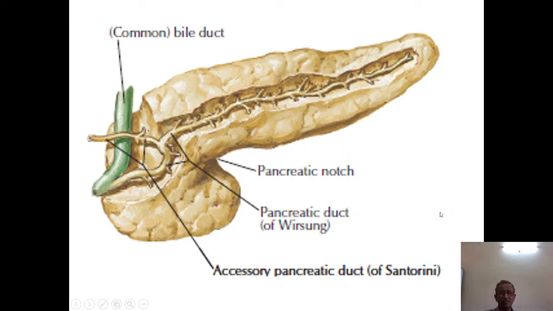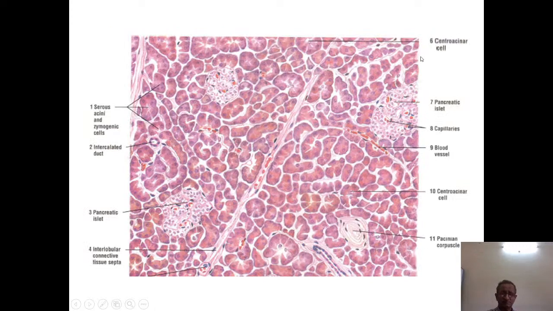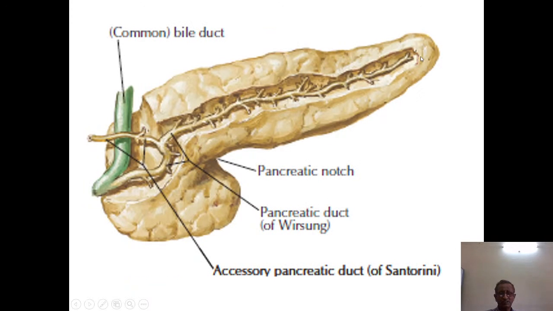So this is the transverse section of the pancreas, wherein the anterior part of the pancreas is removed, exposing the pancreatic duct and the common bile duct opening into the second part of the duodenum.